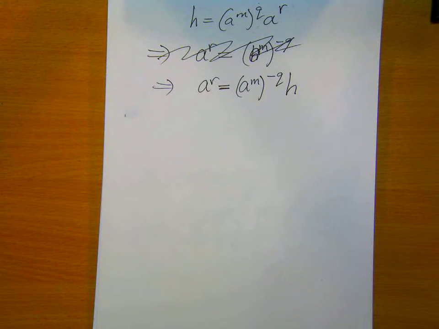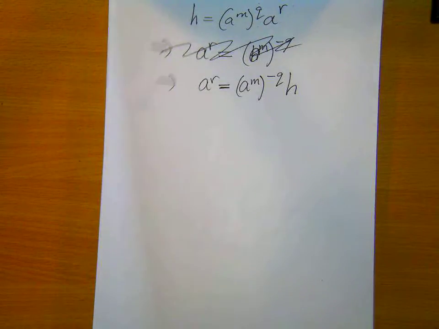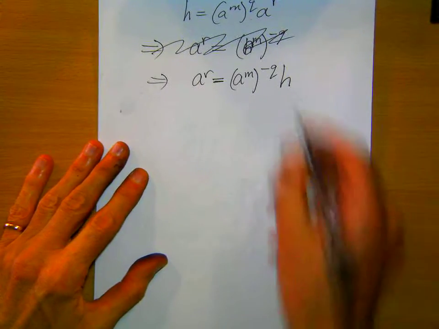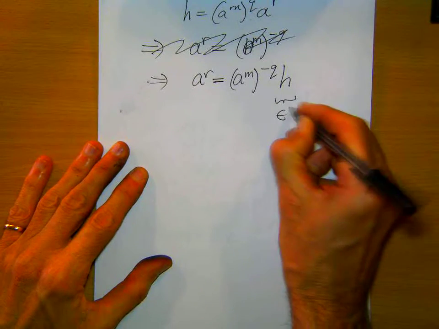Now I've done a couple of steps at once there. I've pre-multiplied by the inverse of a to the m to the q, which is a to the m to the minus q. So that gives you a to the m to the minus q times h, and then I'll have a to the r left on its own. So I've done a couple of lines there, but what do I have on the right hand side? Well, little h is in big H.